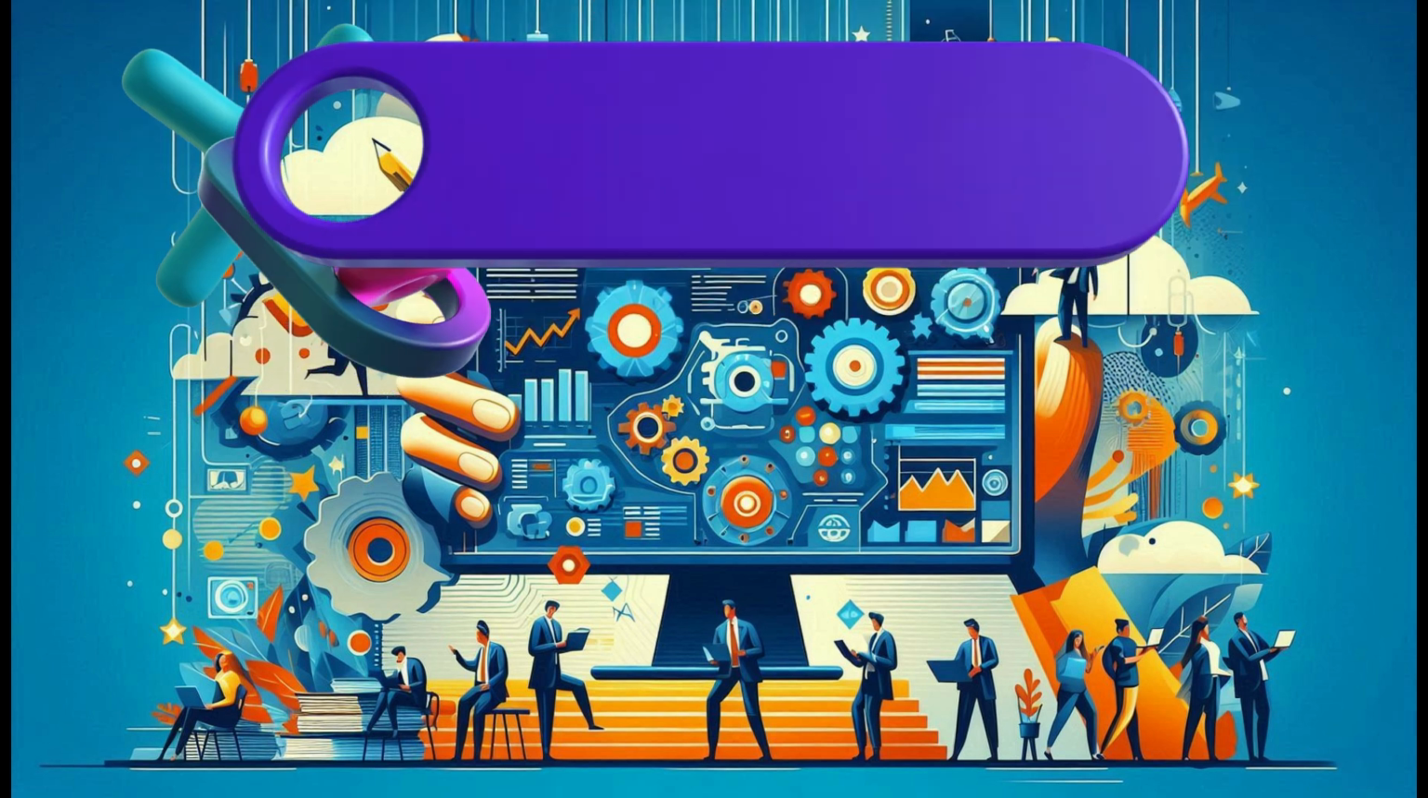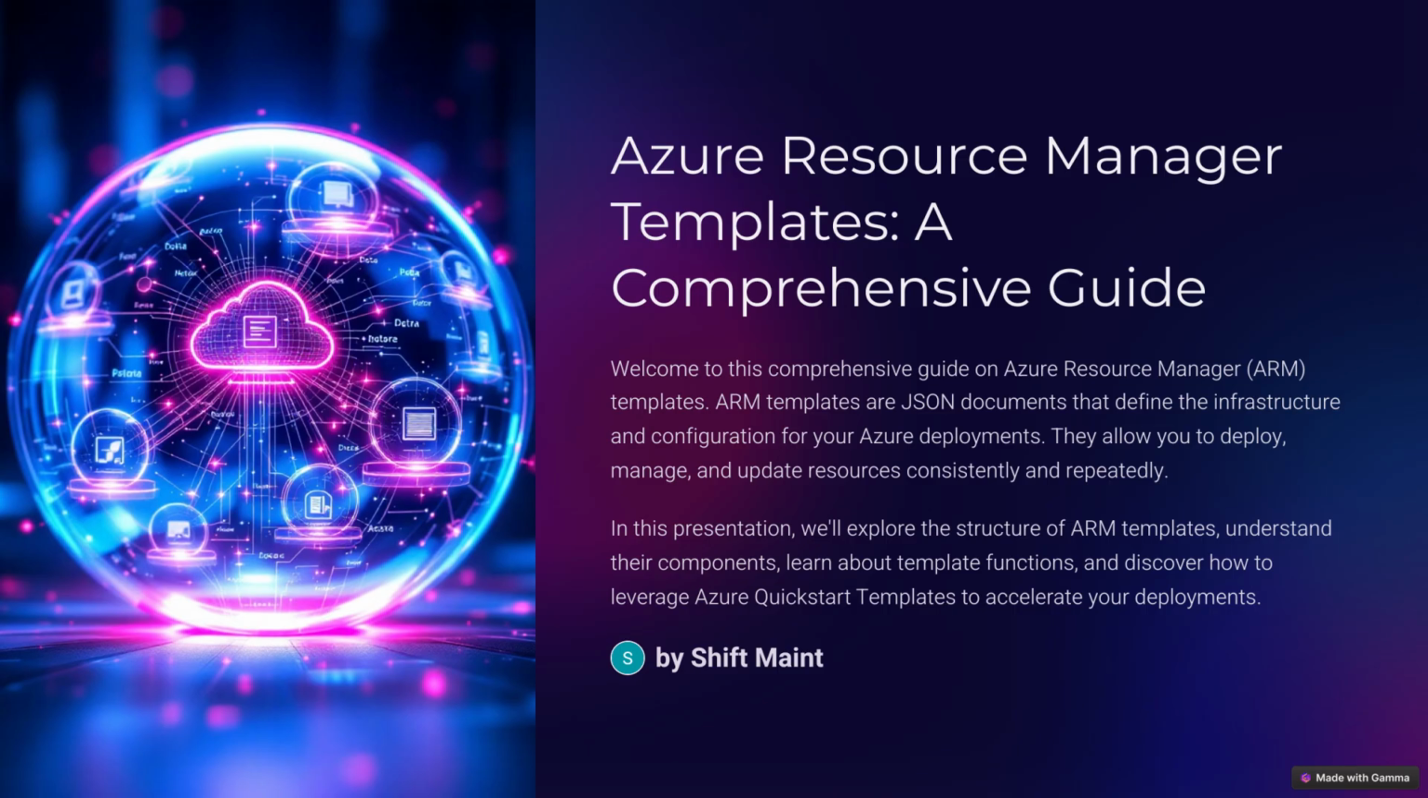So jumping right into slide 1, introduction. The guide kind of kicks off by stating that A.R.M templates, they are JSON documents. And yeah, that's true, but it's almost more helpful to think of them like a blueprint. A precise definition of everything you want in your Azure environment. This includes not just the resources themselves, like your virtual machines, your databases, but all the configurations and how those things relate to each other.